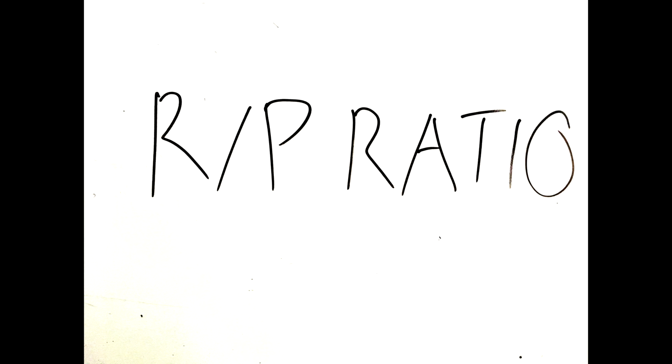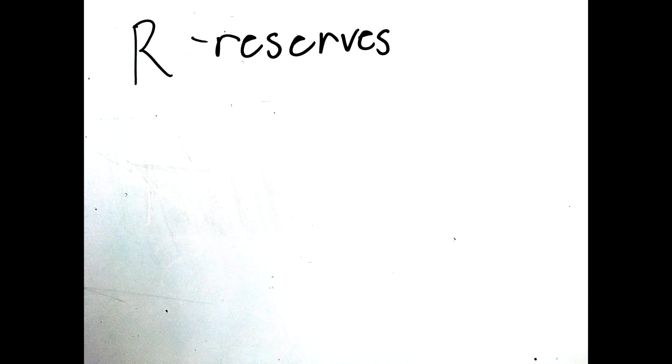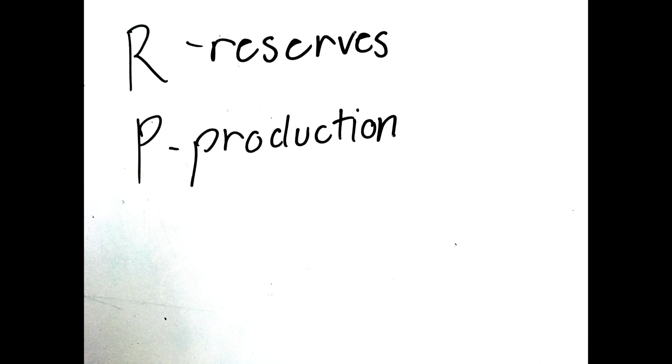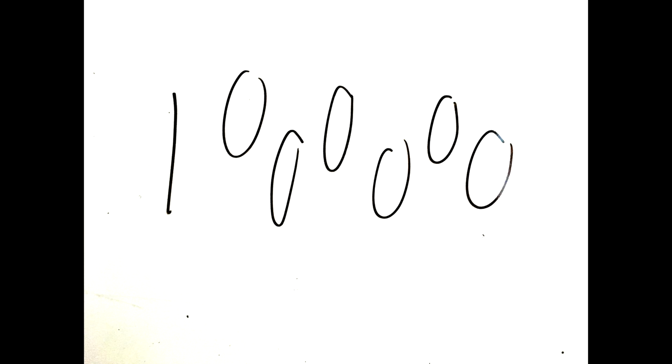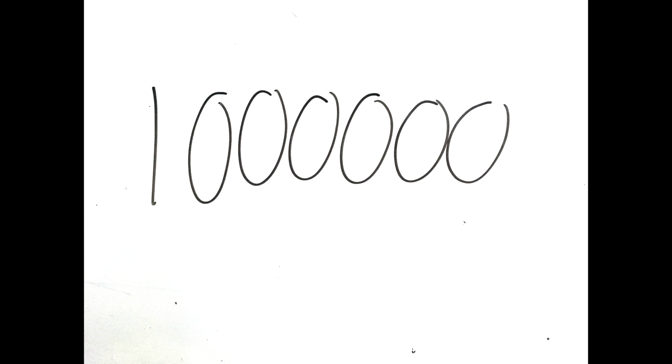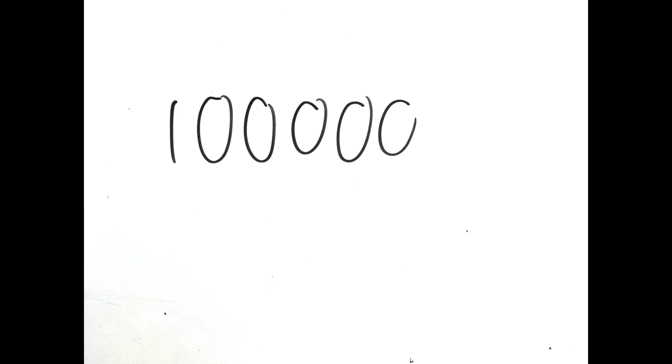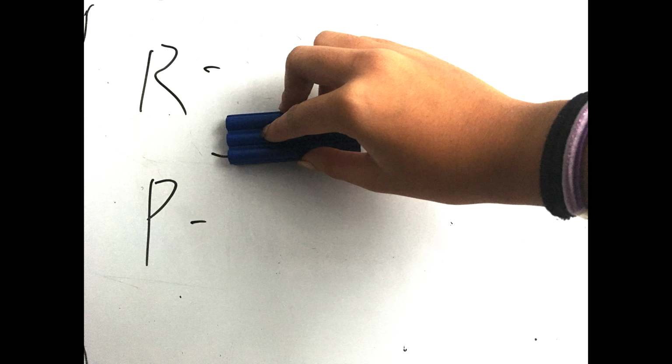It is a ratio between the reserves of a resource and its production. R stands for reserves, or how much of the resource is available in the ground. P stands for production, or how much of the resource is being taken from the ground each year. For example, if the reserves of a particular mineral are 1 million tons, and the production is 100,000 tons per year, the R/P ratio is 1 million divided by 100,000, which equals 10.